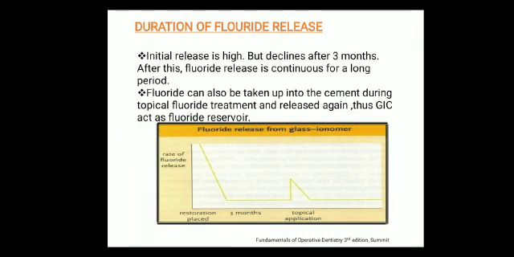Duration of fluoride release: initial release is high but it declines after 3 months. After this, fluoride release is continuous for a long period of time. Fluoride can also be taken up into the cement during topical fluoride treatment and released again. Thus, GIC acts as a fluoride reservoir. So, we can use a fluoride containing toothpaste to release more fluoride from the GIC.